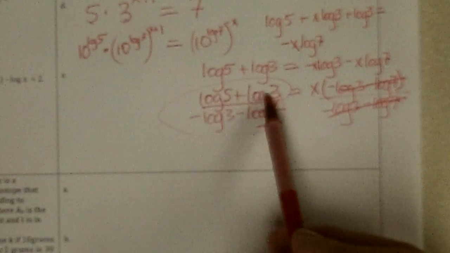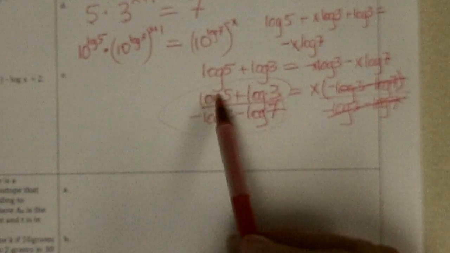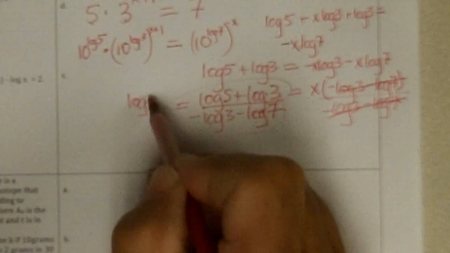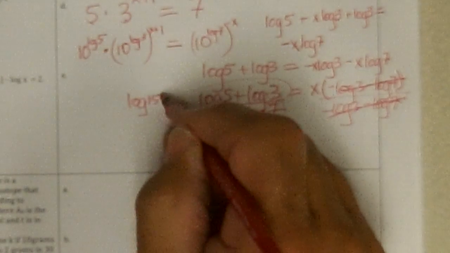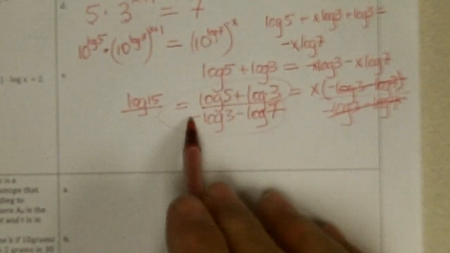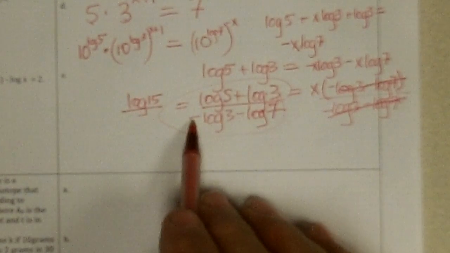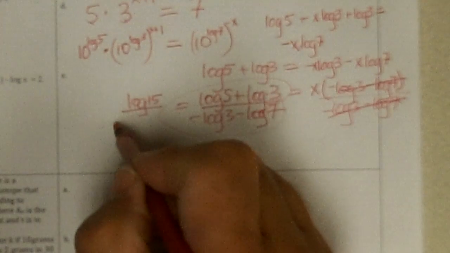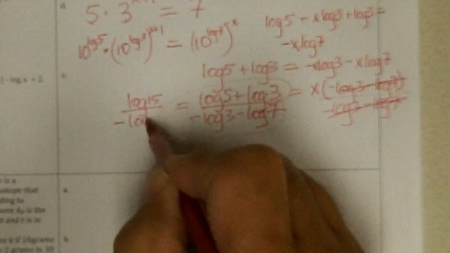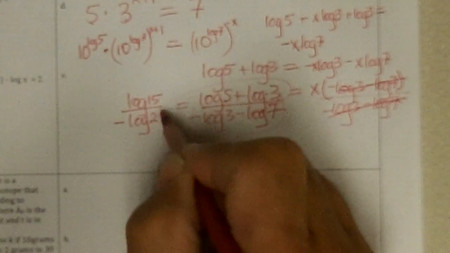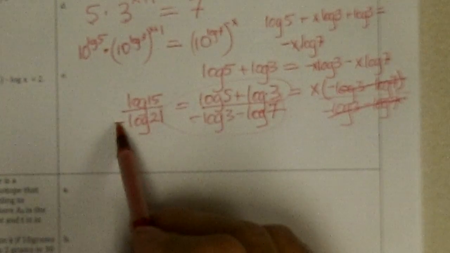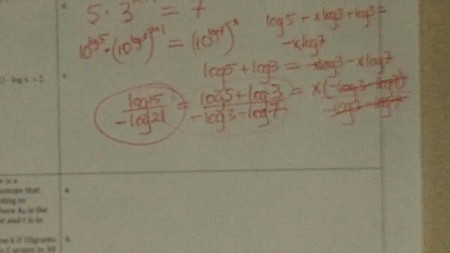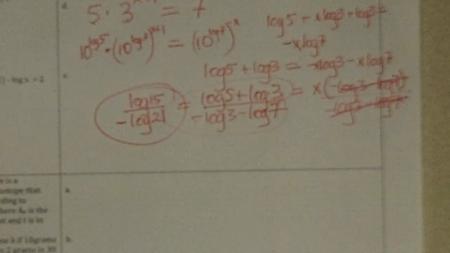Now, if I have addition of two logs, that can turn into a product, so that turns into log of 3 times 5, or 15. And the negative on this could be pulled out, and then I would have log 3 plus log 7, so this could be negative of log 3 times 7, 21. And a negative on this would, well, we'll just leave it like that. That's good enough. All right, E.